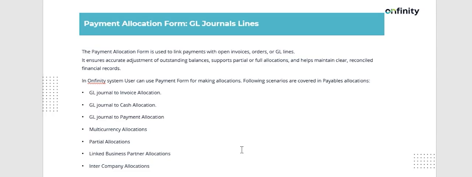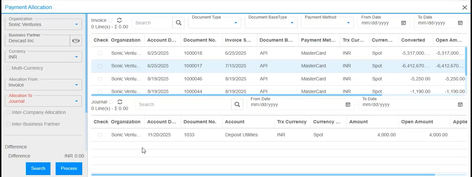In the next scenario, we will cover linked business partner allocations. This requires a predefined business partner linkage in the system. Now, let us move to the Onfinity system to demonstrate this scenario.